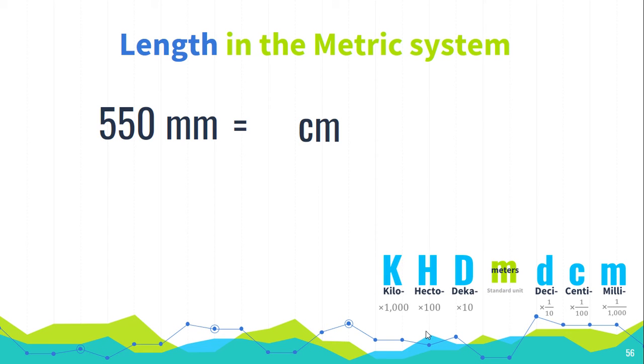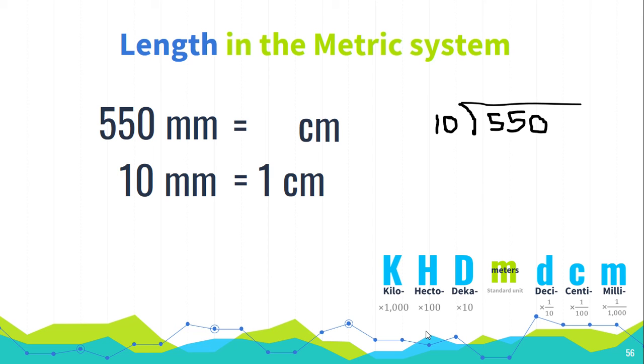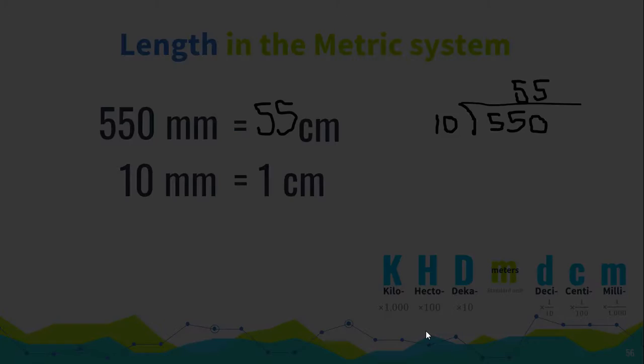An example of this would look like 550 millimeters, and I'm trying to convert it to centimeters. Well, I know millimeters are a smaller unit than centimeters, and it takes 10 millimeters to make 1 centimeter. So I'm going to divide 550 by 10, and I get 55 centimeters.